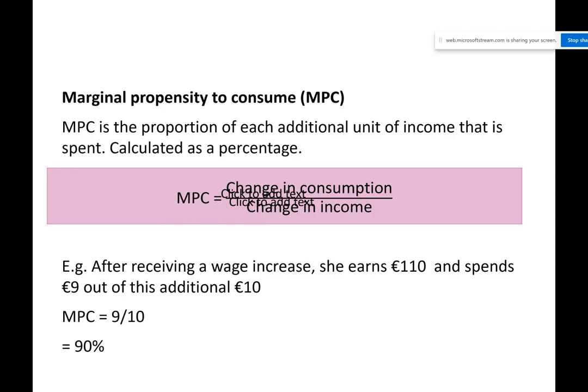So in this situation, we have this employee who earned 110 euros and she spends 9 out of this additional tenner. So she gets a tenner raise from her previous money. She earned a tenner, she spent 9 quid. So what's MPC? It's 90%. Any additional income she's earning, she's spending 90% of it. MPC sounds complicated. It's really not. It's just how much of your income do you spend? And the marginal part of it just means additional income. Okay. We clear? Yeah, cool.